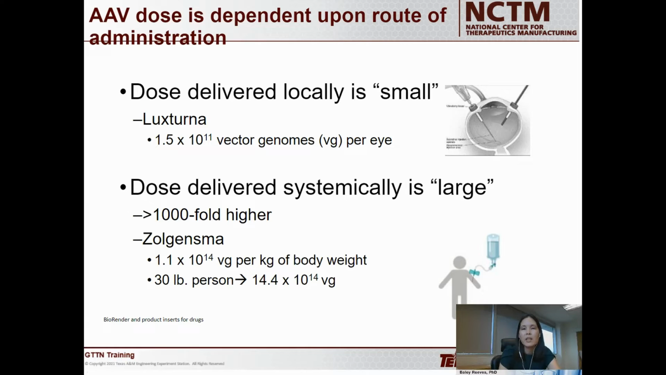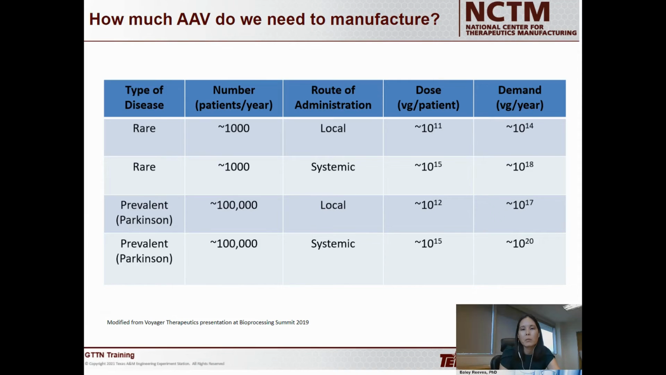So again, your AAV dose is going to be dependent on the route of administration. If you have an in vivo therapy that you are injecting into a patient, generally your doses are going to be rather small compared to if your dose is delivered systemically. So a lot of those CAR T cell therapies or whatnot are going to require much higher concentrations of vectors per dose. So that's going to directly lead into manufacturing considerations when you're trying to scale your facility.